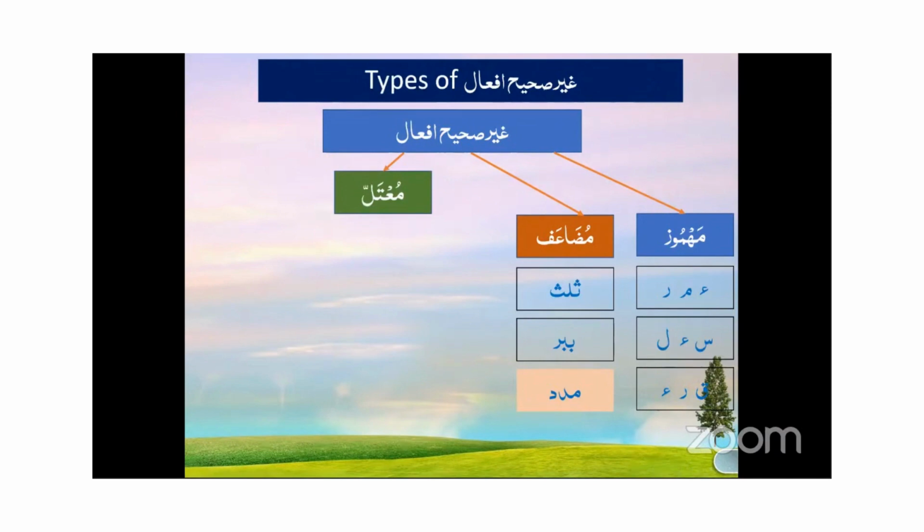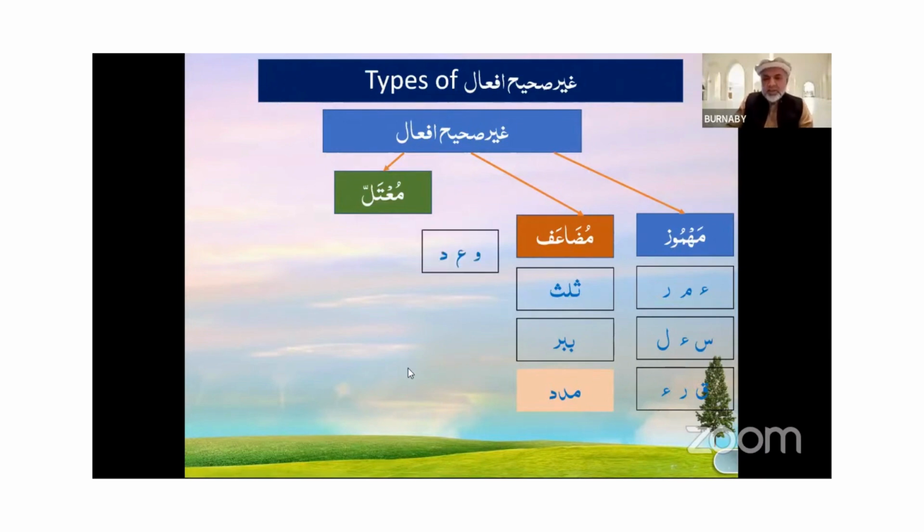Mu'attal is from alil. You know? What is the meaning of alil in Arabic and Urdu? Bimar, sick, or weak. So something that is bimar, weak, is called mu'attal. And mu'attal means that the root letters have weak letters in them. What are the weak letters we talked about? Wow and ya. And we also know that alif is also a weak letter.